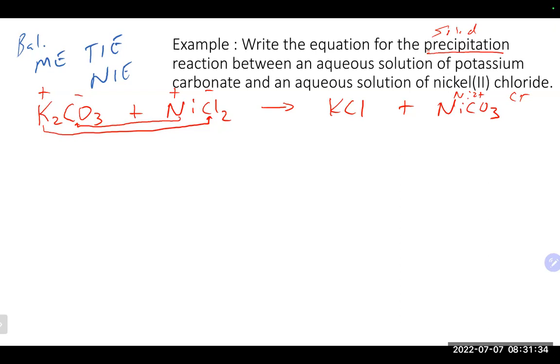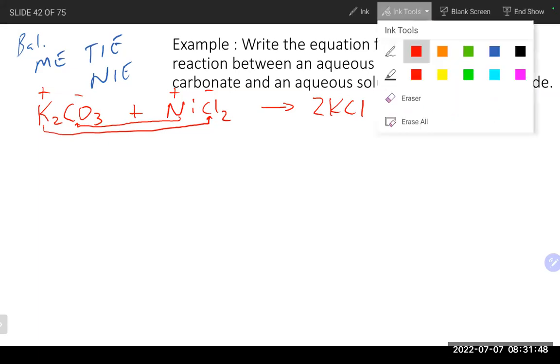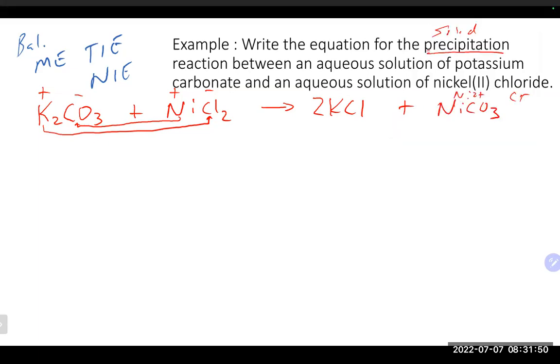Now I could go and balance it. And obviously I need to put a 2 there, I think. And that's about it. So now we do have the balanced equation at this point. We also might want to include our states using our solubility rules.